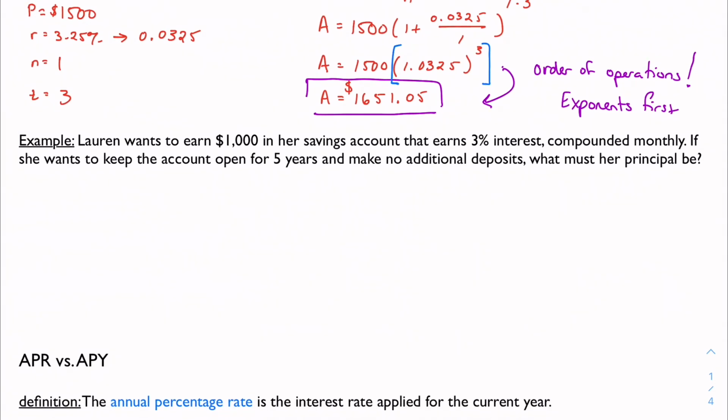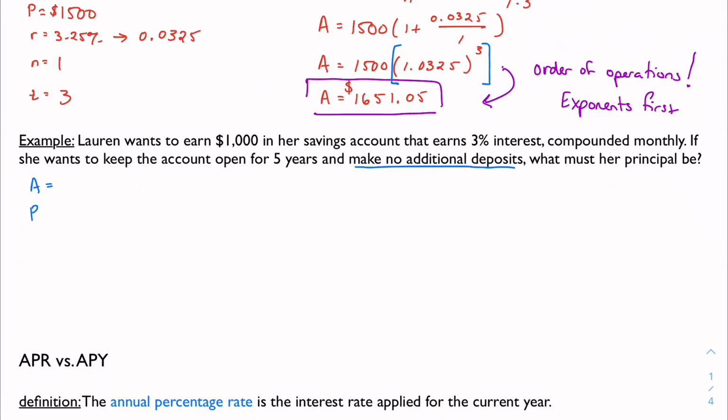Let's take a look at a different example. We want to earn $1,000 in a savings account that earns 3% interest, compounded monthly. If she wants to keep the account open for 5 years and make no additional deposits, what must her principal be? And I've seen people get lost in this no additional deposits line. This is just a formality to tell you that there's nothing fancy or tricky happening behind the scenes. We're just going to deal with that one sum, because our process does get more complicated when we think about having additional deposits, and it's something we'll talk about later.